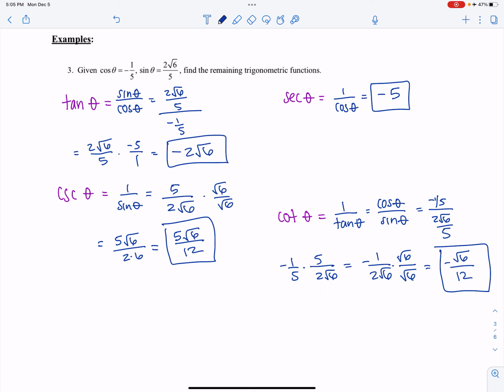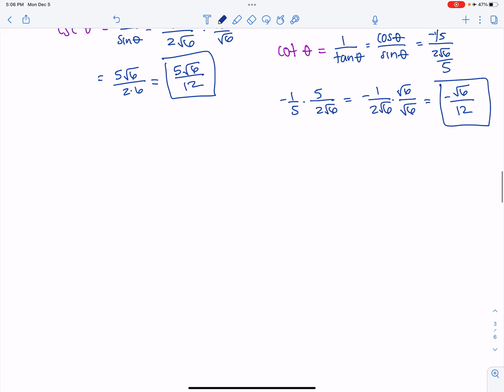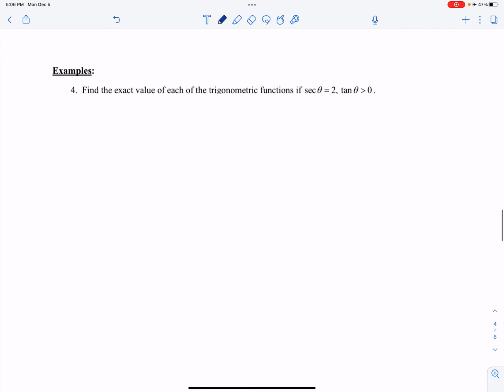And that's all that we were missing. We already were given 2, there's 6 trig functions, so we were looking for 4, and we found them.